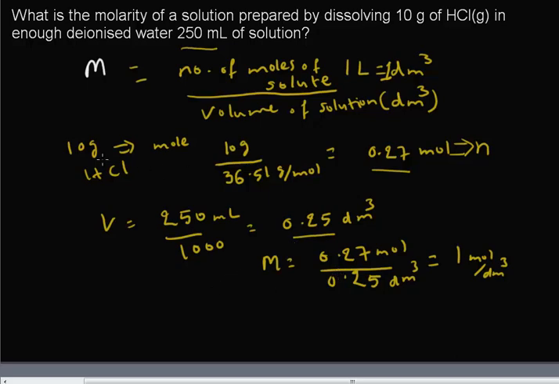So every time you want to calculate molarity, or sometimes they might ask you this as concentration in the IB, you divide the number of moles n by the volume of solution in dm cubed. And do not forget, this is very important, if you're given the volume of solution in milliliters or cubic centimeters, you have to convert this to dm cubed or liters by dividing by 1000, because 1000 milliliters make a liter.